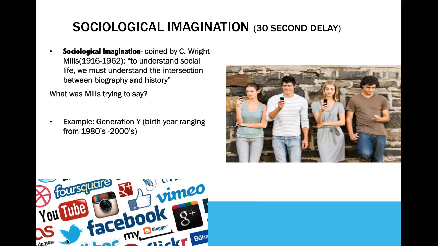Now, the sociological imagination was coined by sociologist C. Wright Mills, and this is how he summed it up. He said, "To understand social life, we must understand the intersection between biography and history."